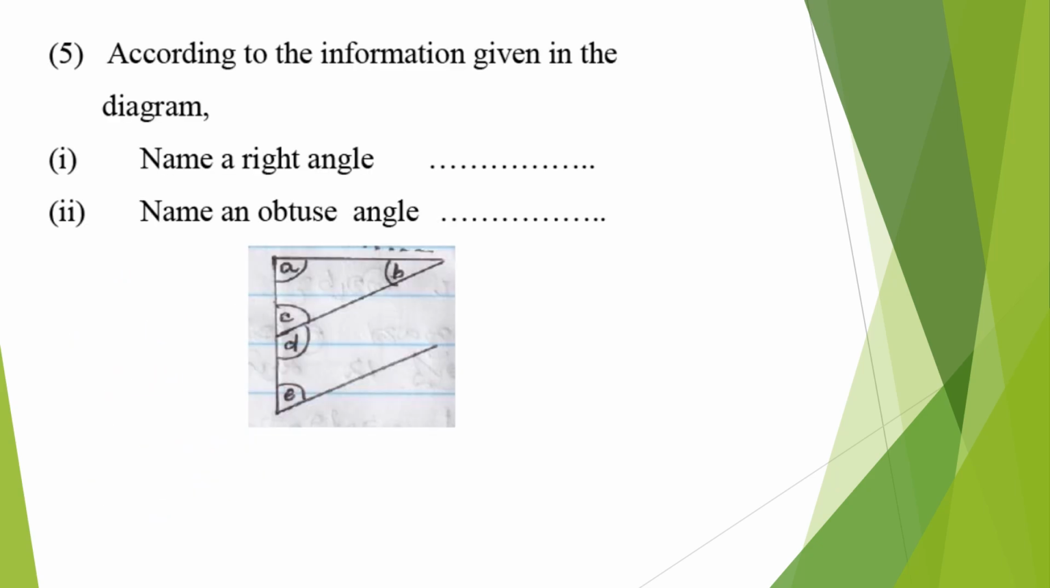Okay, children, let's go to the fifth question. According to the information given in the diagram, name a right angle. Here, A is the right angle, and name an obtuse angle. The obtuse angle is B. And you know the types of angles. So if something like this is a right angle, if you take something less than a right angle, that is an acute angle.